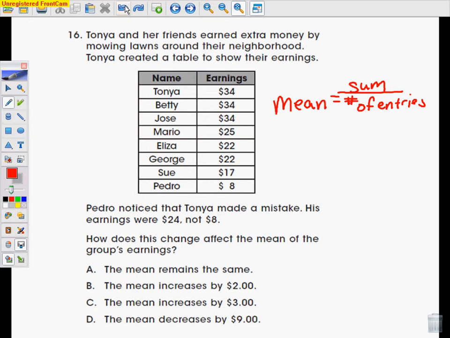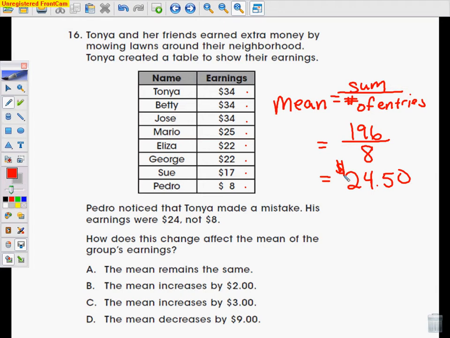Alright, so let's do the mean of this data first, the data that we have with the error in there. So we do that by adding up all the entries. So let's add up 34 plus 34 plus 34 plus 25 plus 22 plus 22 plus 17 plus 8, and we get a total of, the sum is 196. And the number of entries that we have, we're going to divide by that. 1, 2, 3, 4, 5, 6, 7, 8. There's a total of 8 entries. 196 divided by 8 is 24.50. So the average, or the mean, is $24.50.